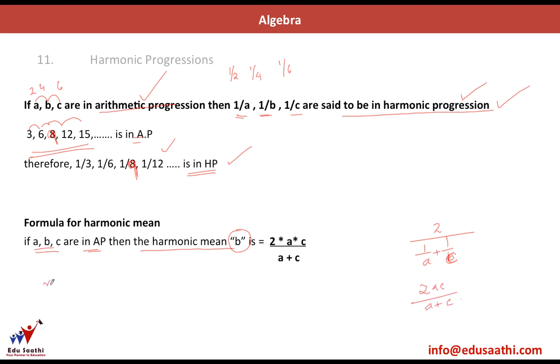Now if there are n terms which are given to you and they are not given to be in HP, but you have to find the harmonic mean, the harmonic mean will be given by n over 1 over A1 plus 1 over A2 plus 1 over A3 plus so on up to 1 over AN. So this is how you find the harmonic mean.